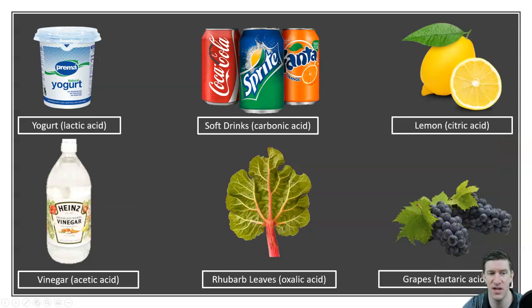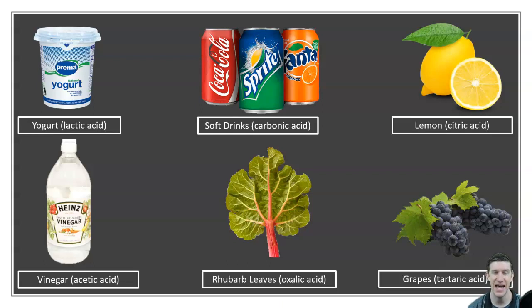Let's look at examples. Yogurt contains acid. It contains lactic acid. Your soft drinks are actually quite acidic. And you've maybe heard about that. A Coke is really bad for you. It's very acidic. It dissolves your teeth, etc. It contains carbonic acid. Lemons are a citric acid, which other fruits do contain as well, but it's citric acid.